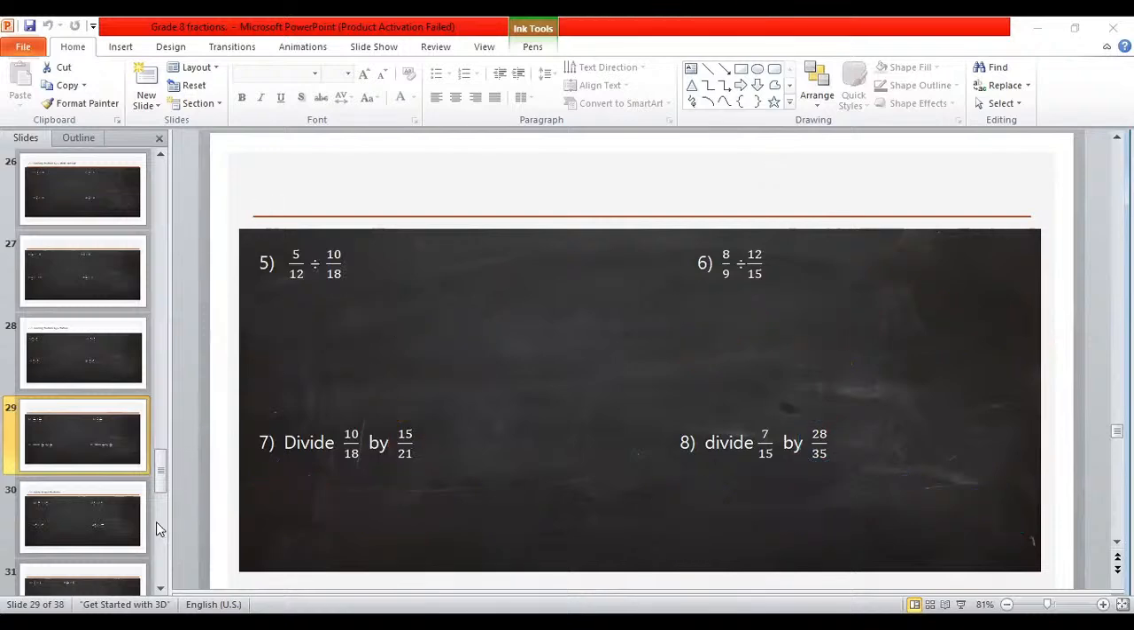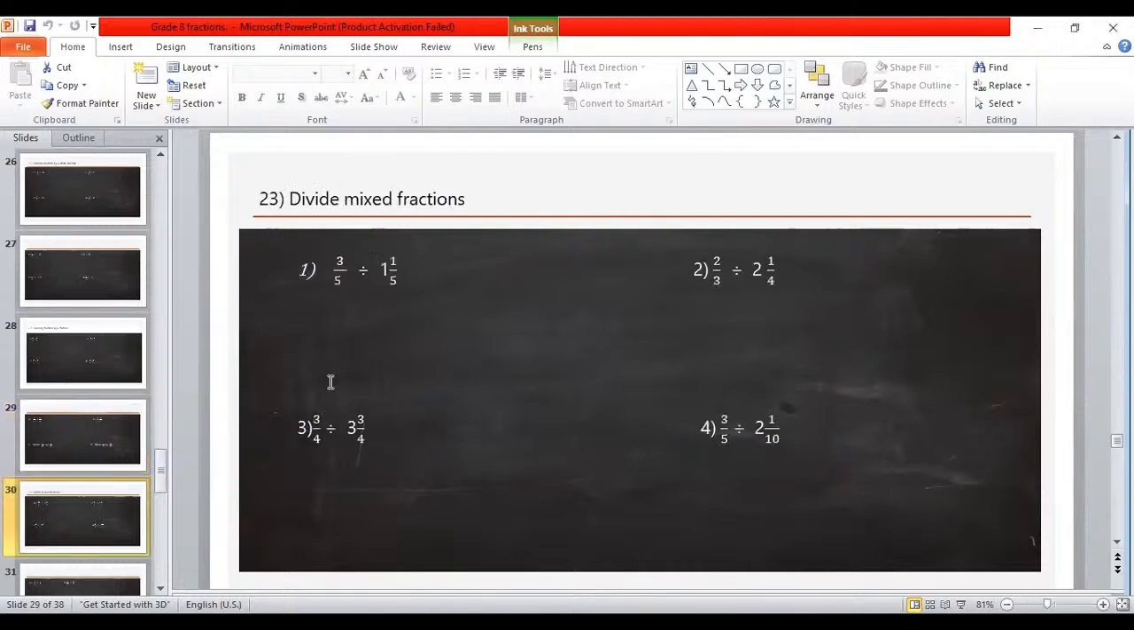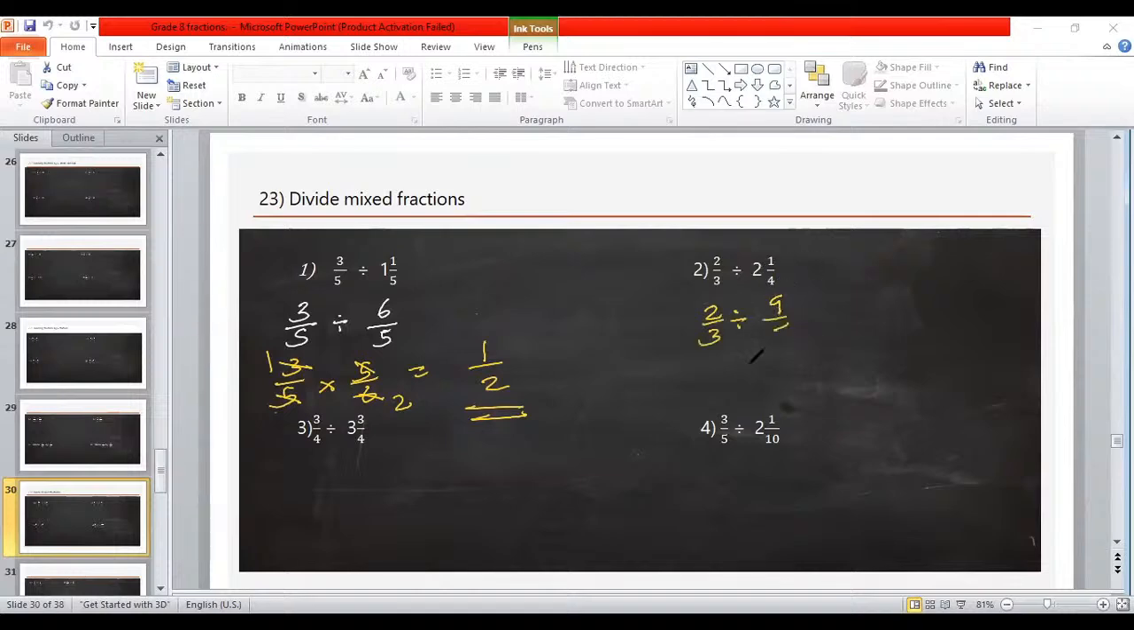Next question. Divide mixed fractions. Now look at 3 over 5 with the division sign. 5 times 1, 5 and 1, 6 over 5. At the next step, you can write the reciprocal. 3 over 5 into 5 over 6. How many 3's? 1. How many 3's? 2. How many 5's? 1. How many 5's? 1. Answer is 1 over 2. Look at this. 2/3 divided by 4 times 2, 8 and 1, 9 over 4. Now write the reciprocal, into 4 over 9.